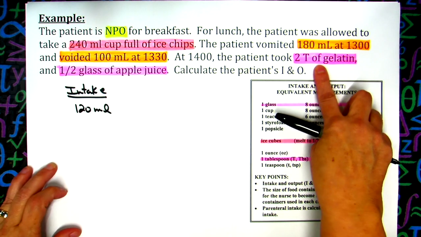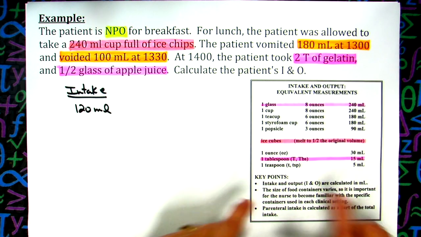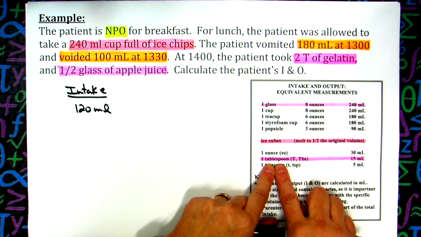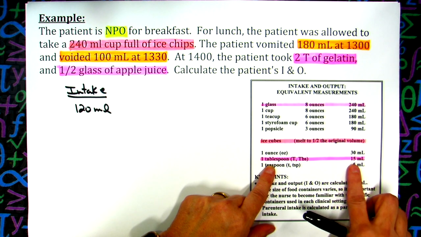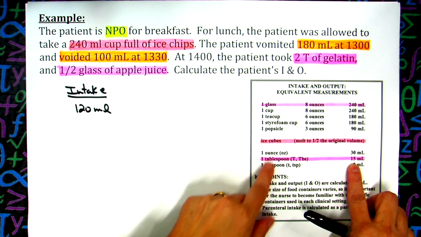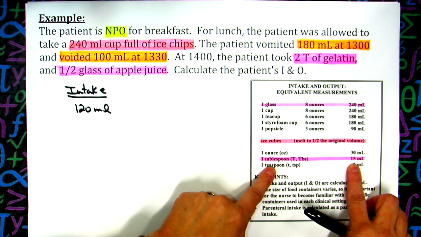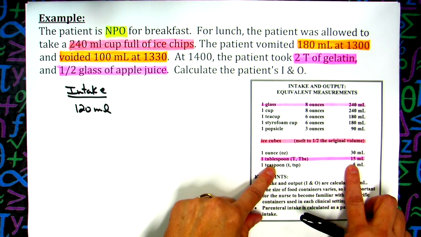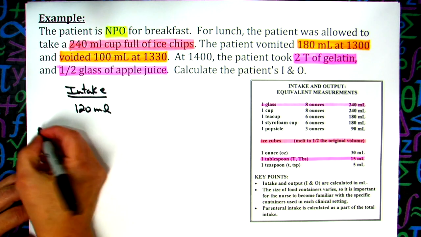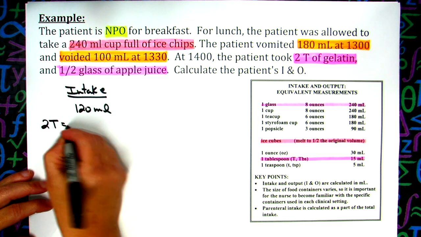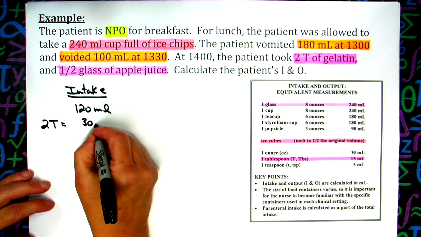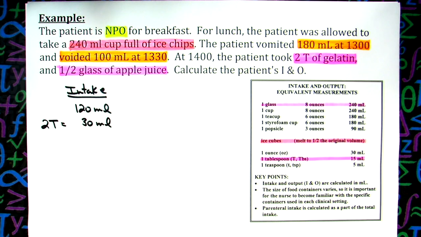Next, 2 tablespoons of gelatin. I'm going to come down here to my chart. This is something that you would have memorized. 2 tablespoons is how much gelatin we had, but 1 tablespoon is 15 milliliters. So if the person ate 2 tablespoons, you're going to have to double this number, so it'll be 30 milliliters. So I'm going to put the 2 tablespoons right there, and then we're going to write the 30 milliliters there, remembering to double what you had memorized being 1 tablespoon.